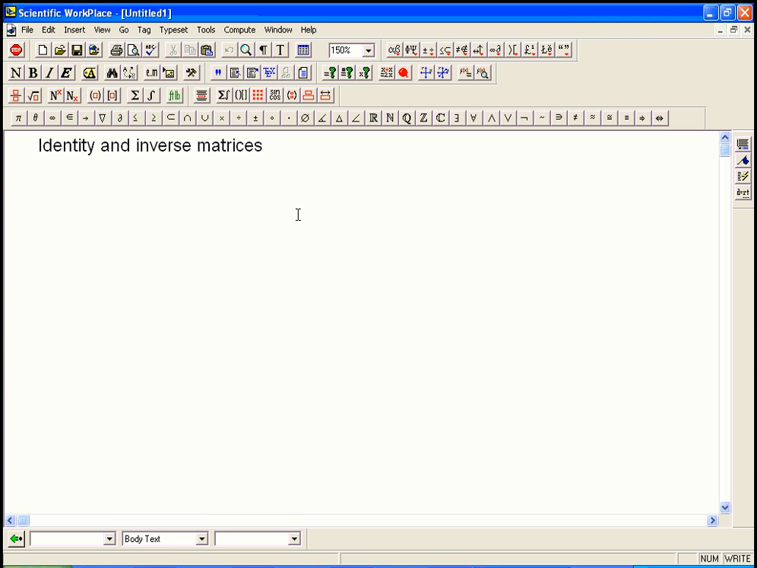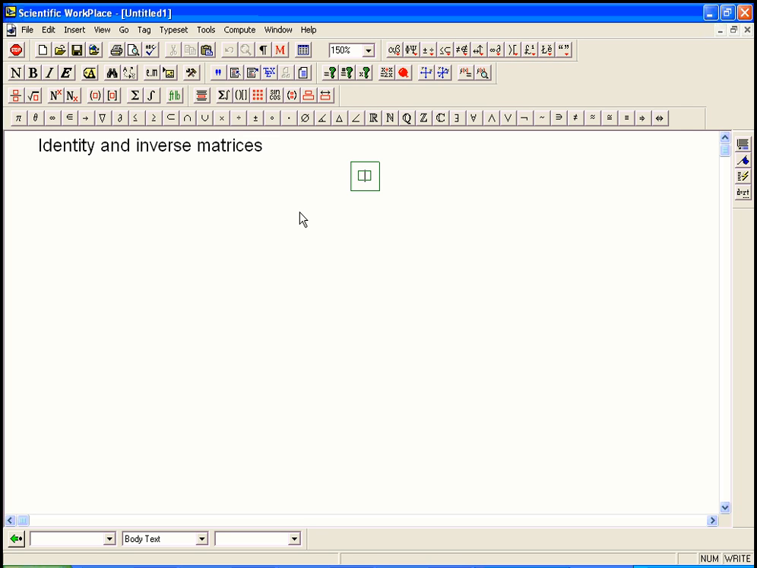I want to talk about identity and inverse matrices. We were doing an investigation in class that led us to these ideas, but didn't have time to really summarize the punchline, so this will just hopefully be a short one.